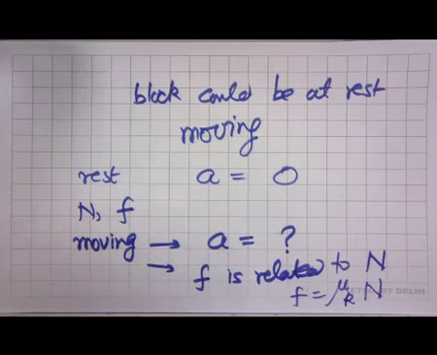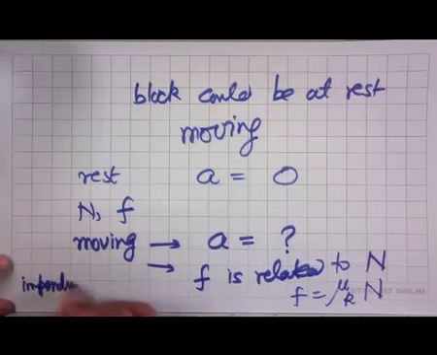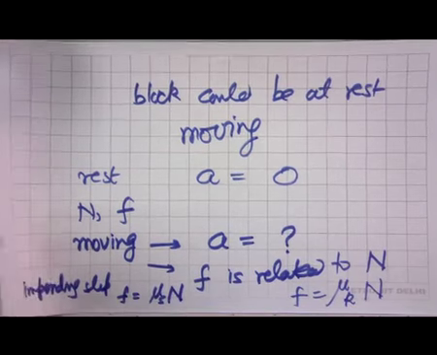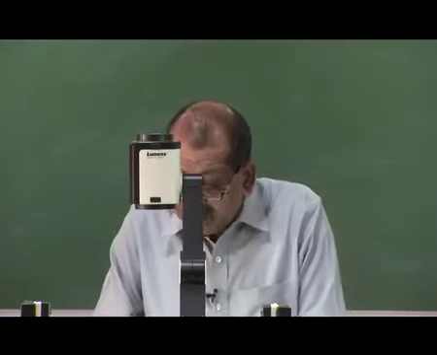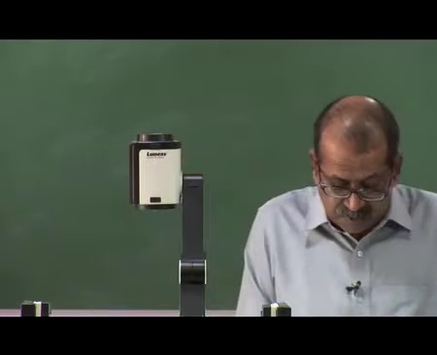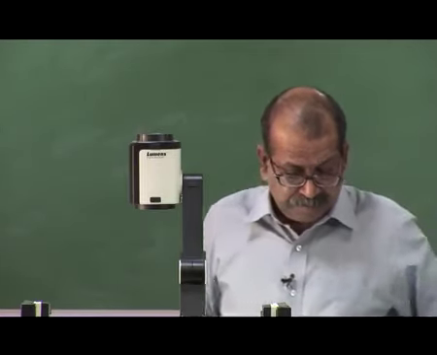In case if the block is just about to slip, for impending slip, we will get F is equal to mu s N. So depending on what type of motion, so then friction is related to normal reaction, and then we work out the problems. So this is what we have to keep in mind.